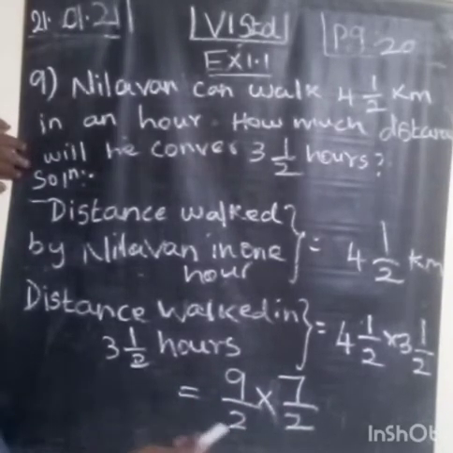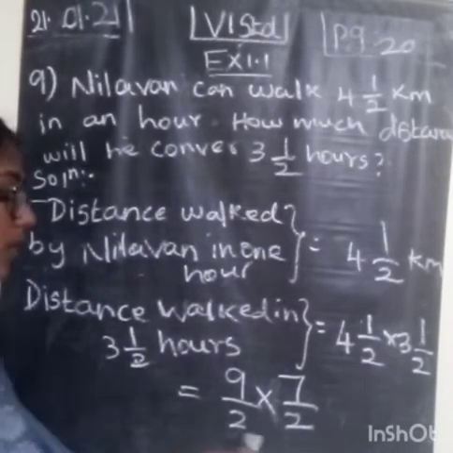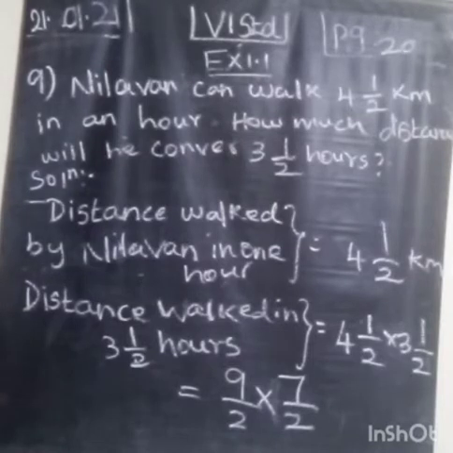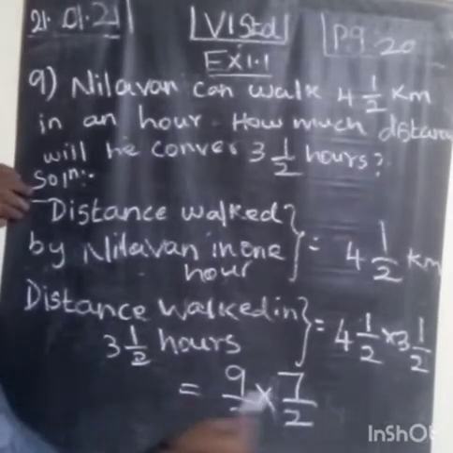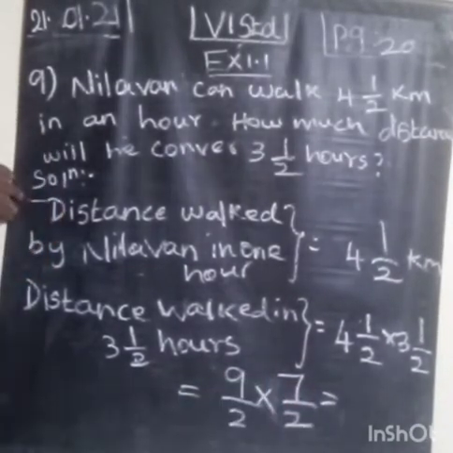Here we multiply numerator by numerator and denominator by denominator. You don't write the common denominator. The common denominator is only for addition and subtraction of fractions. Don't write the common denominator in multiplication and division of fractions. So 9 sevens are 63.